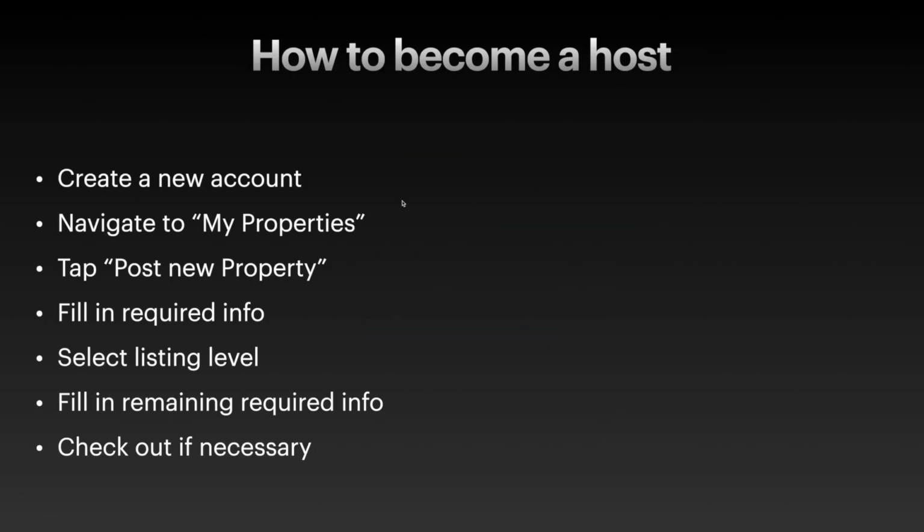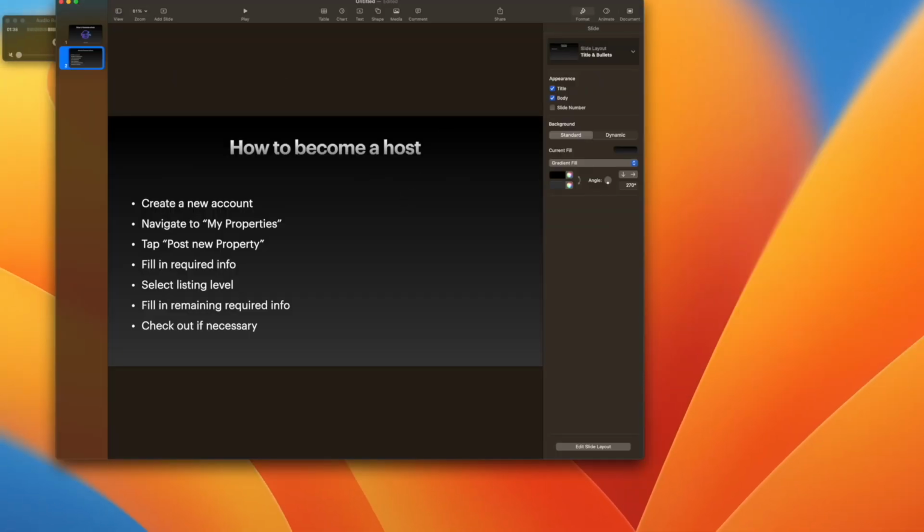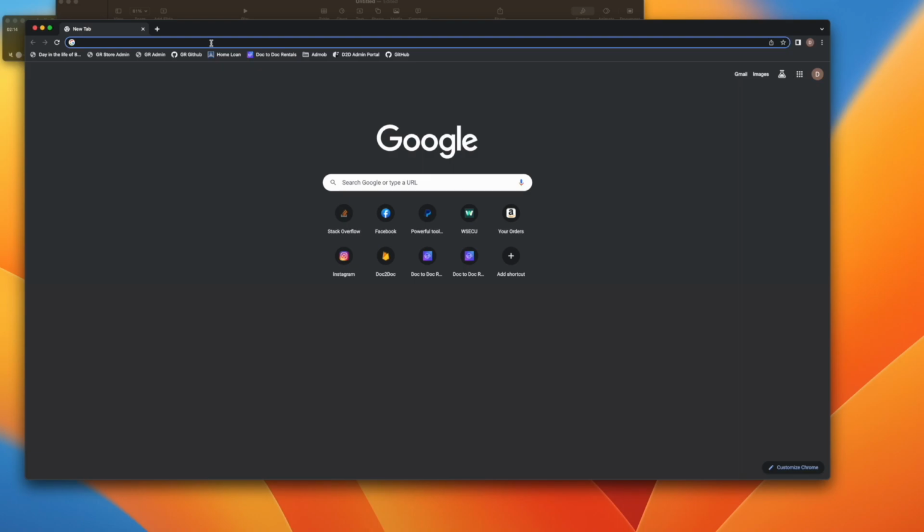This is the overview. We're going to create a new account. We're going to navigate to My Properties. We're going to post a new property, fill in all the required things, set a listing level, then we'll fill in the remaining info, and then we will check out if necessary. Okay, so without further ado, let's jump right in.